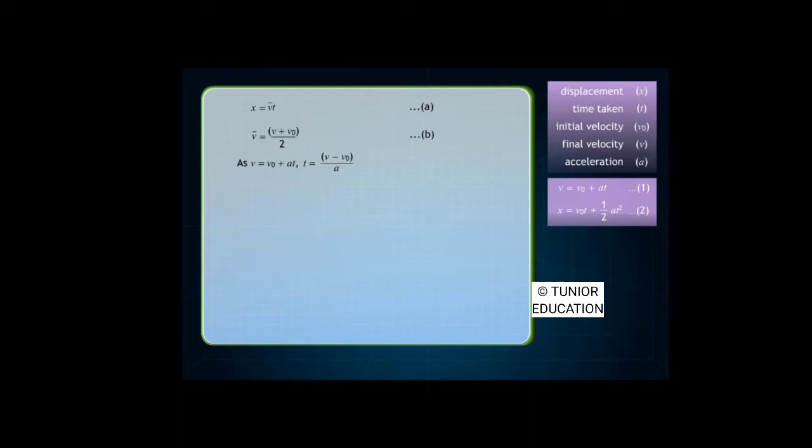As v equals v0 plus at, t equals (v minus v0) by a. Therefore, x equals average velocity times t, which equals half of (v plus v0) into 1 by a times (v minus v0). This gives us (v squared minus v0 squared) by 2a, or v squared equals v0 squared plus 2ax.